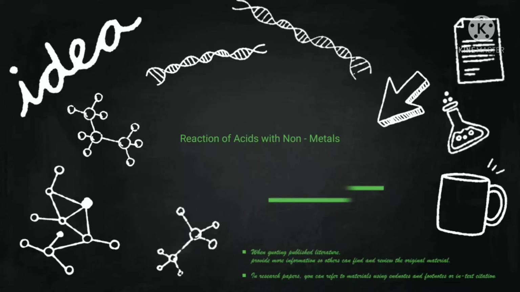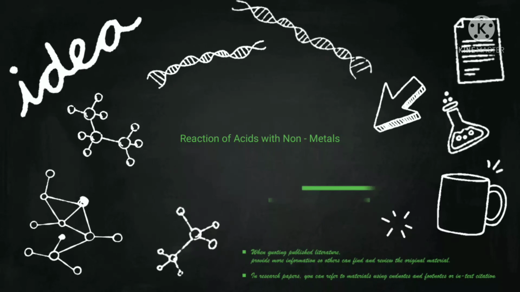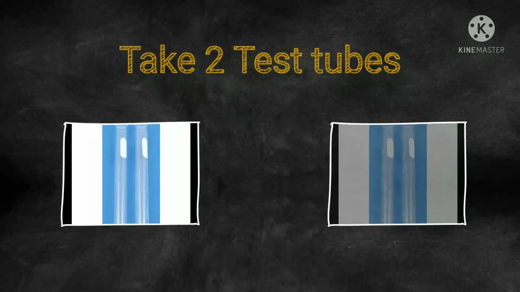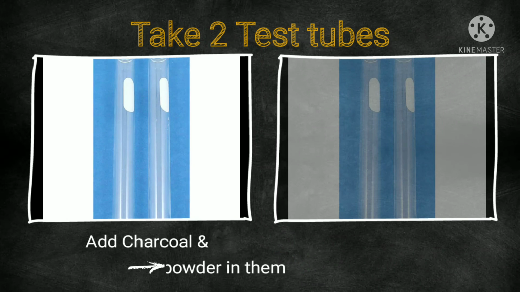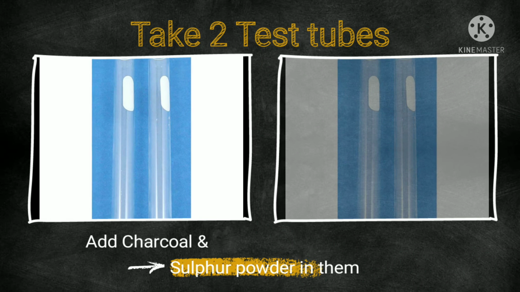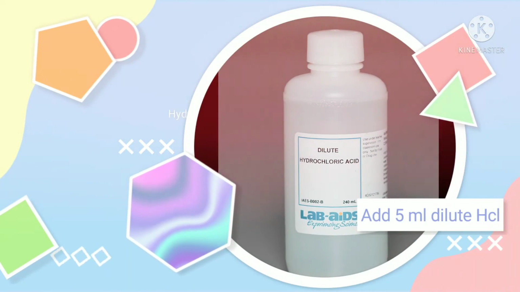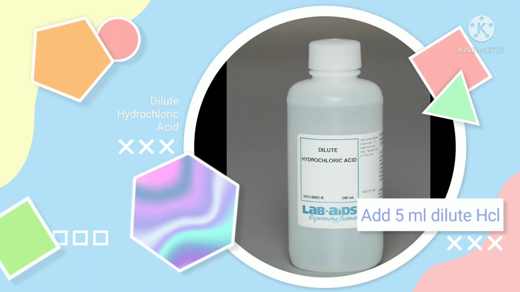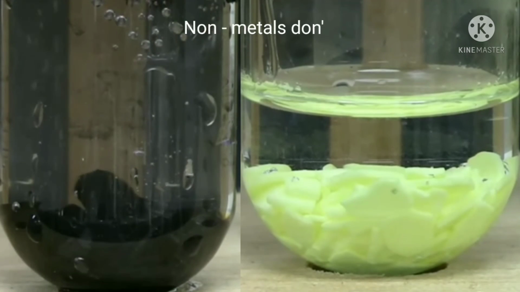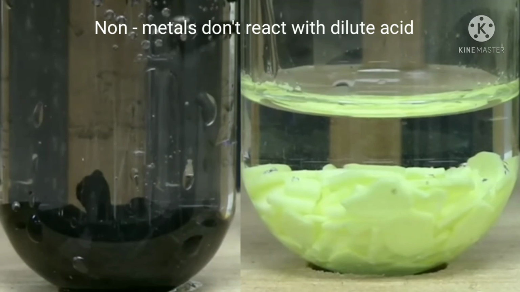Reaction of acids with non-metals. Take 2 test tubes, add charcoal and sulfur powder in them. After that, add 5 ml of dilute hydrochloric acid. Non-metals do not react with dilute acid.